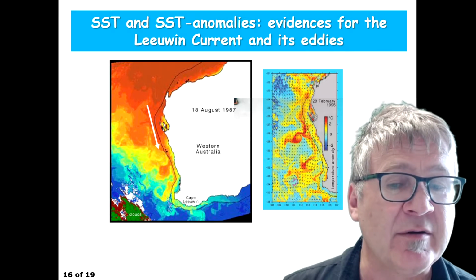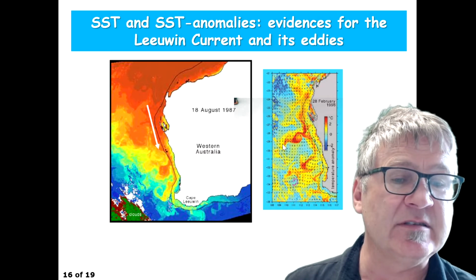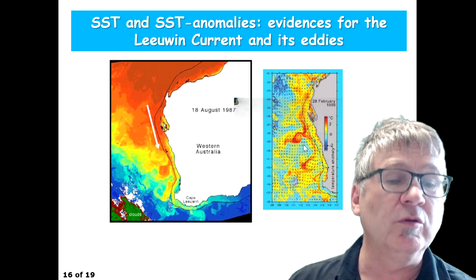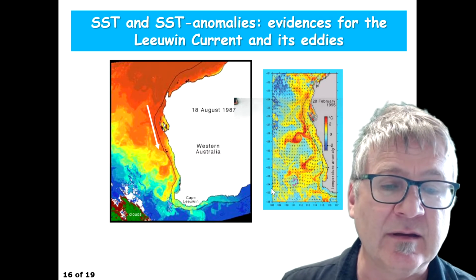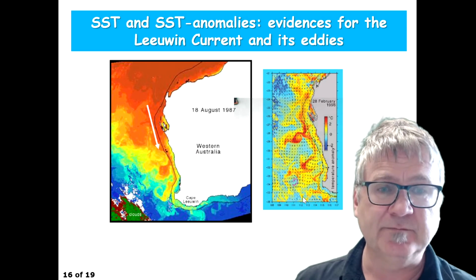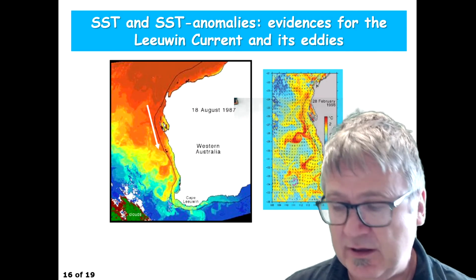And you can see some areas which have warmer water, shown in red. And you can see these eddies again. And you have areas which are colder waters. And you can see one here in the south as well. These are anomalies that are shown here.